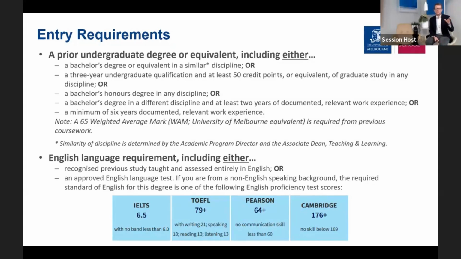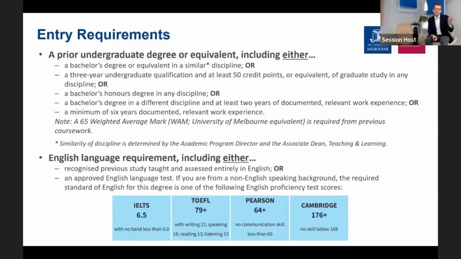So I encourage you to think about that, but also to recognize that we will be interpreting this quite broadly, and that we're happy to give you advice if you don't quite meet this. We want you to succeed, and we have various programs, and there's probably something that is a good fit for you. We do require a 65 weighted average mark, or WAM, or at least the University of Melbourne equivalent from any prior coursework. But again, give us your application.